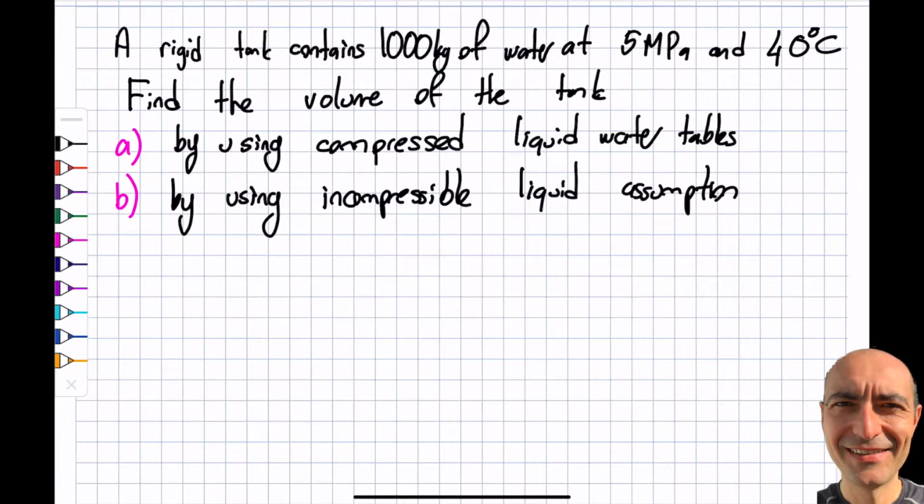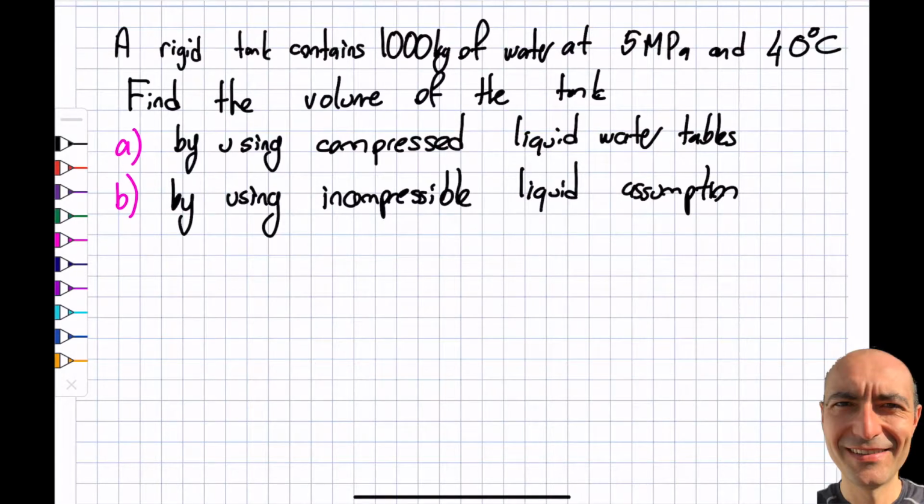Alright everyone, let's go ahead and solve a question from the compressed liquid water table, just for us to get going, okay? Now I have a rigid tank still, and now I have fairly large 1 ton or 1000 kilograms of water. And now pressure is pretty high, you can see 5 megapascal and 40 degrees C. And I'm asking you, what is the volume of the tank? This time I didn't give you the volume of the tank.